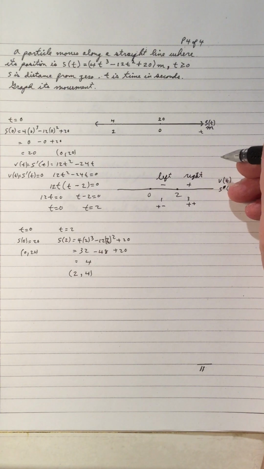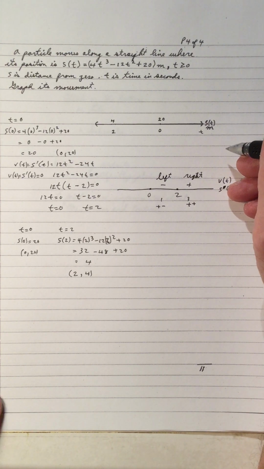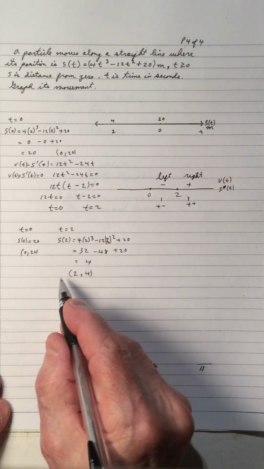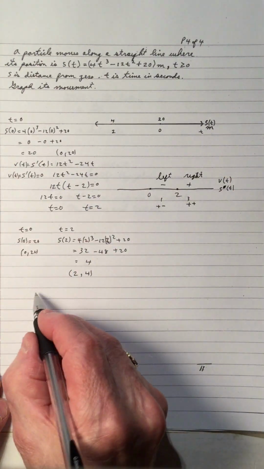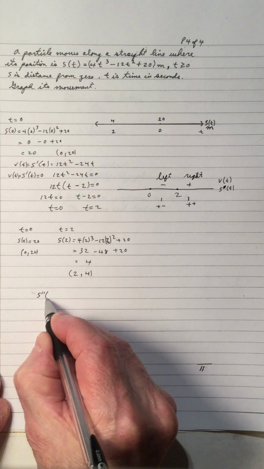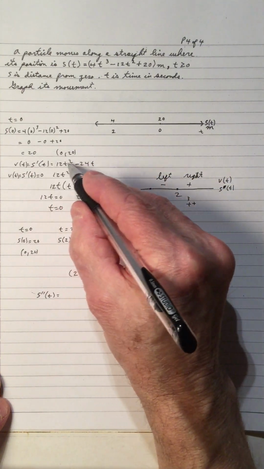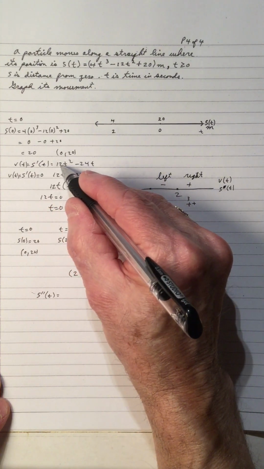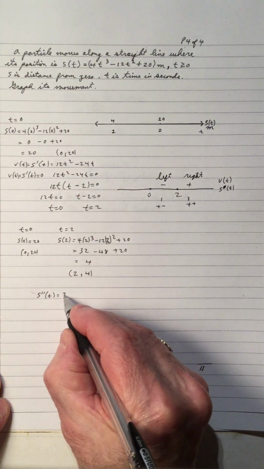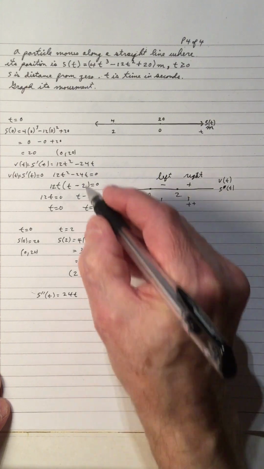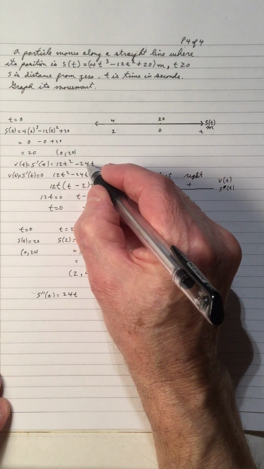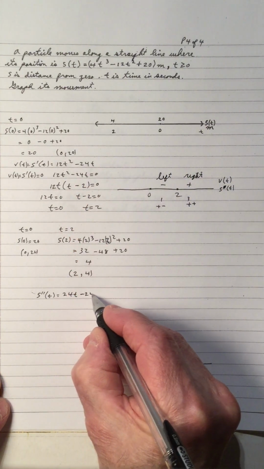Okay, so let's look at the double prime of t. So we get the derivative of s prime. So that's 12 times 2 is 24t, and that's negative 24. The derivative is negative 24.